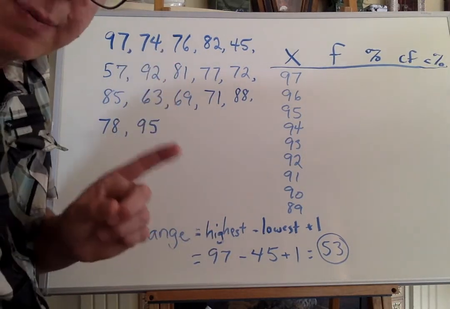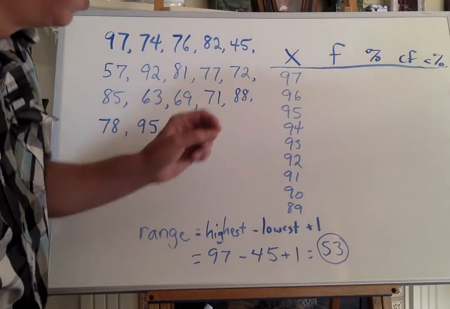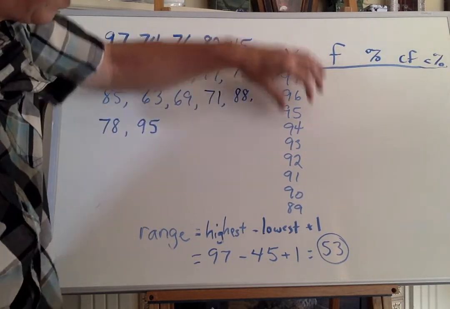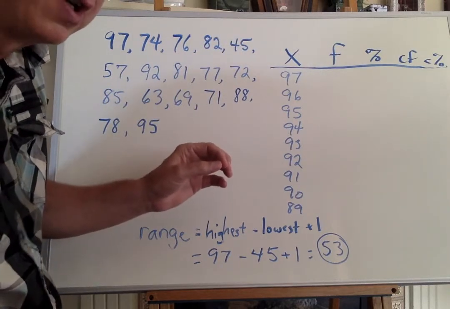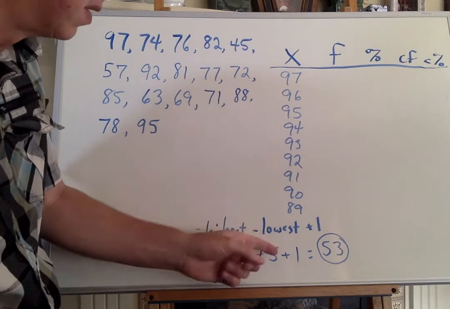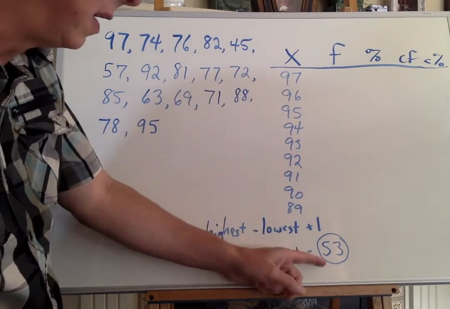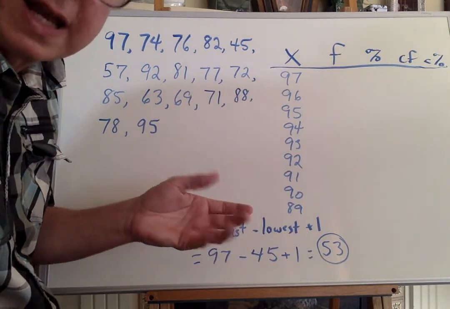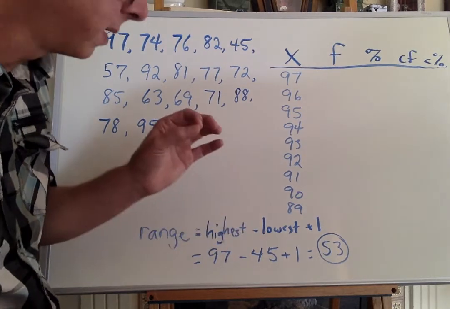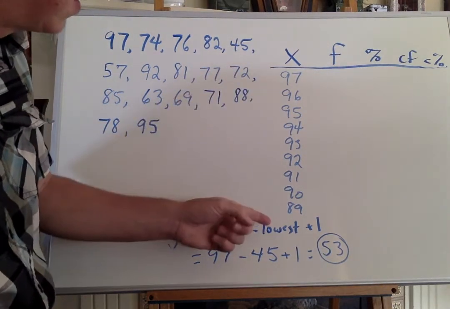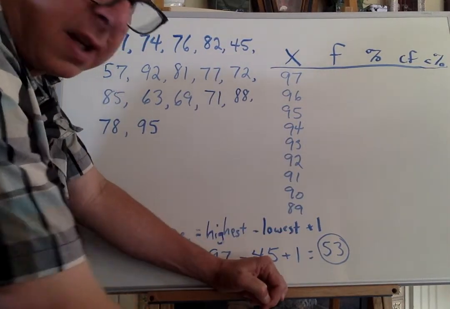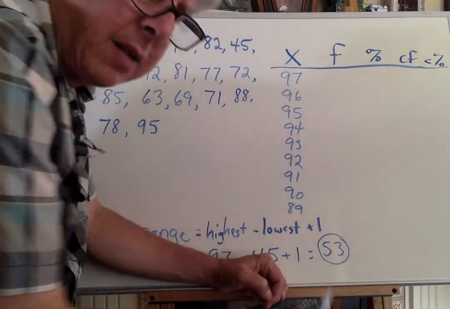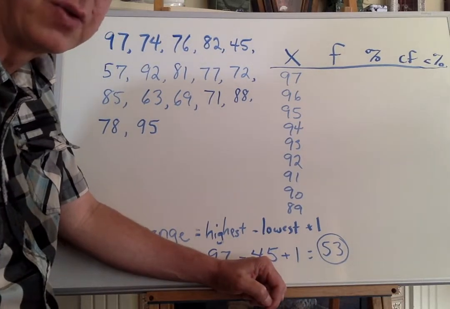And remember, with the happiness scores, we were able to see in a tabular form the range because we just counted up from highest to lowest, inclusive. And what was the range there? 8, I think. We're going to do the same thing here. So we're going to have 53 spots in my frequency distribution table.